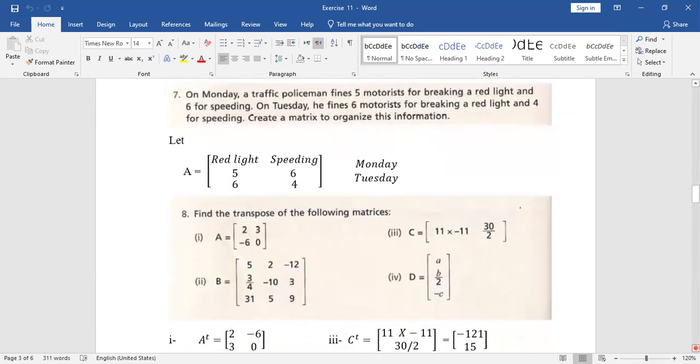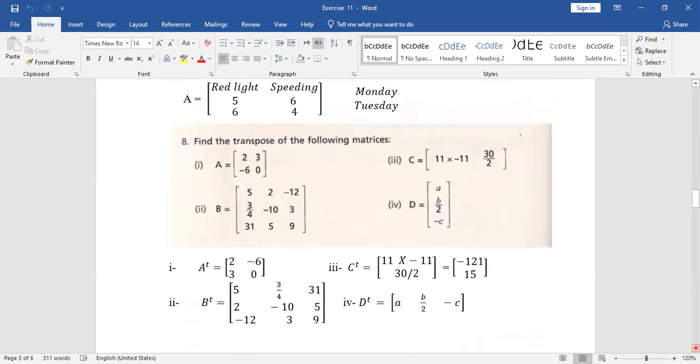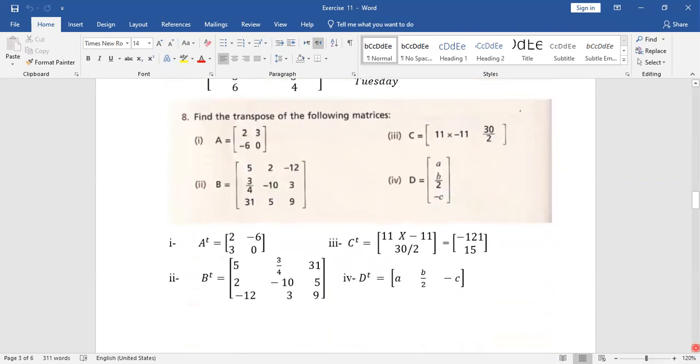Find the transpose of the following matrices. Now, what is the transpose? Transpose means we change rows into columns. Sometimes columns are transposed in the form of rows. Now come to part 1. First of all, we must understand that if we are writing a transpose, we must write A and a small t. It shows that this is the transpose of matrix A.